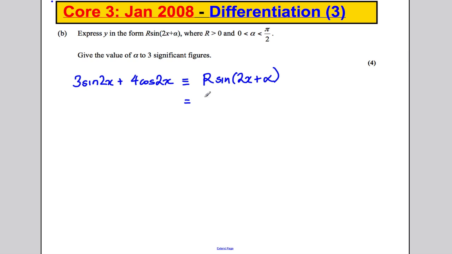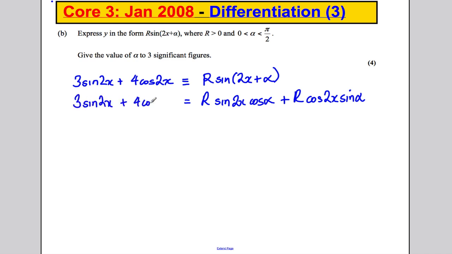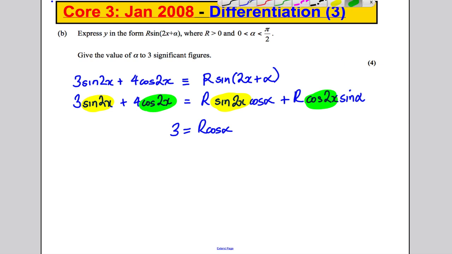Expanding out this side here using the addition formula, you would get R sine 2x cos alpha plus R cos 2x sine alpha. Okay, and you know that's equal to 3 sine 2x plus 4 cos 2x. Looking at just the sine 2x here, we know that therefore 3 must be R cos alpha. And then separately looking at the cos 2x here, you can deduce that 4 must be R sine alpha.